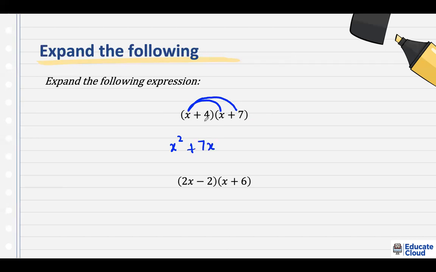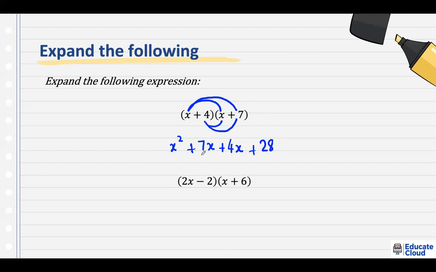And then we're going to do the 4 times by the x. So everything needs to be times by everything else, which is 4x. And the last thing which we haven't done is a 4 times the 7. So 4 times 7, super simple, is just 28. So it's going to be x squared plus 7x plus 4x plus 28.